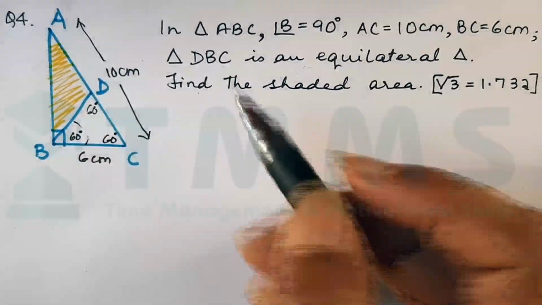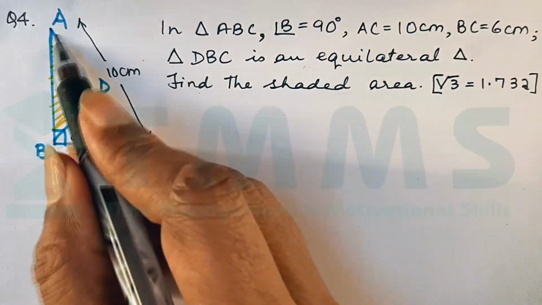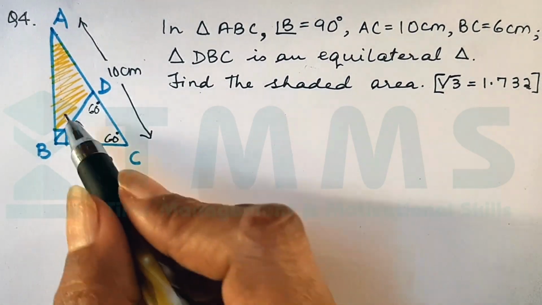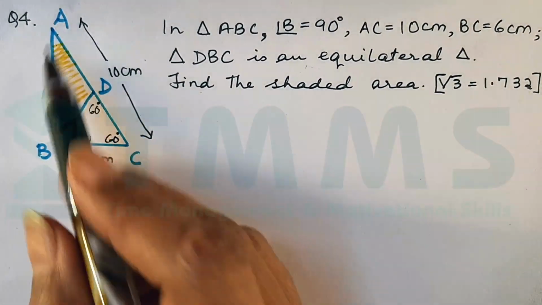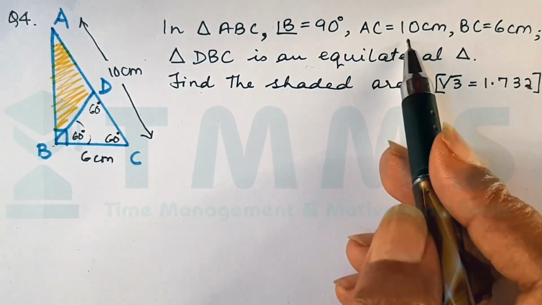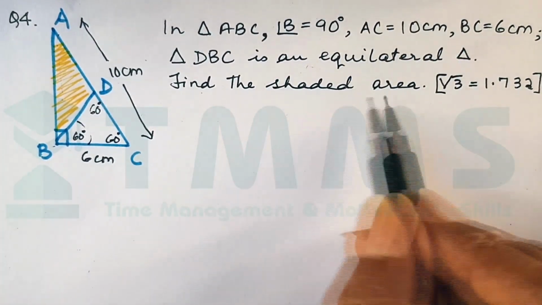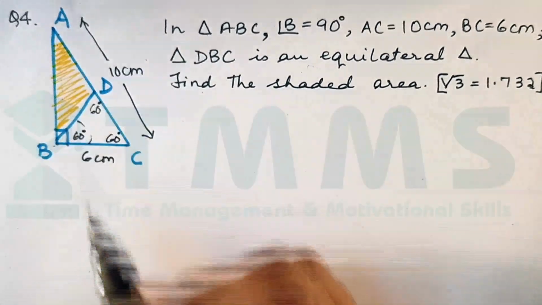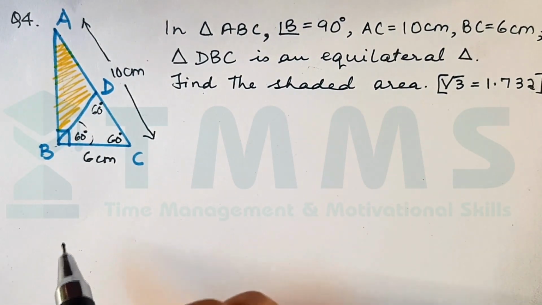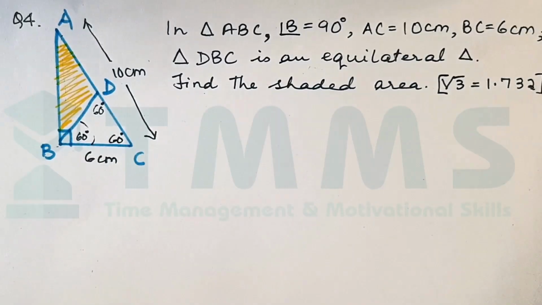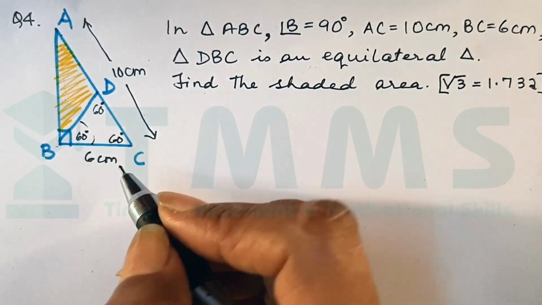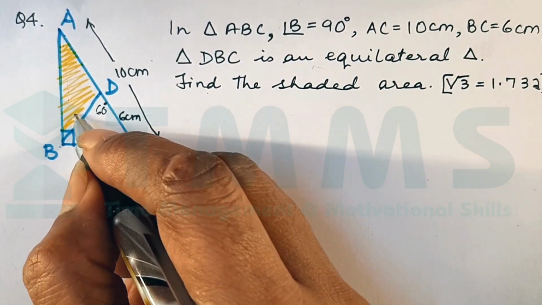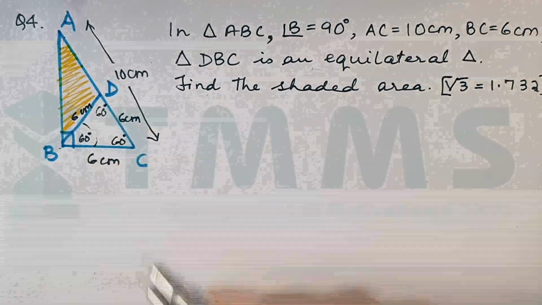Now look at our shaded area. How will we get the shaded area? It is the big triangle minus this small triangle. So this is the first thing that you have to note. The first tip is to understand what is the connection between what they have given and what is to be found out. So what is the shaded area? Shaded area is the big triangle, which is a right triangle, minus the equilateral triangle. Do we know the sides of equilateral triangle? Of course. DC is how much? 6 centimeters. BD is how much? 6 centimeters, correct?